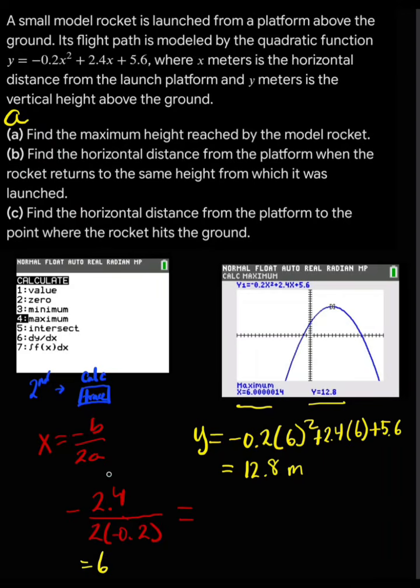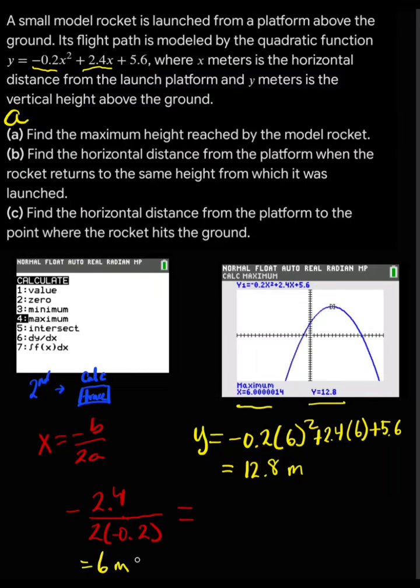We can also do it by hand by using the symmetrical formula to find the maximum, which is negative b over 2a. This gives us the x value. To get the x value, we substitute a and b. A is going to be negative 0.2. B is going to be 2.4. And we get 6. This is where we have our maximum.